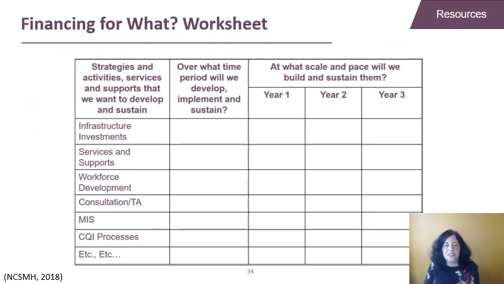This resource offers a guide for planning future costs in categories and over time. First, you will need to clarify what you will need and by when. You will need to consider what you need to pay for, including services and supports, workforce development, consultation, technical assistance, CQI processes, etc.